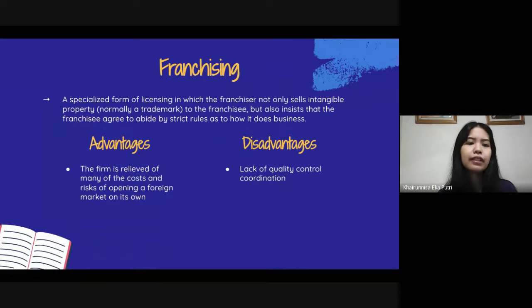The advantage of franchising is that the firm is relieved of many of the costs and risks of opening a foreign market on its own. This creates a good incentive for the franchisee to build a profitable operation as quickly as possible. The disadvantage of franchising is significant: quality control.